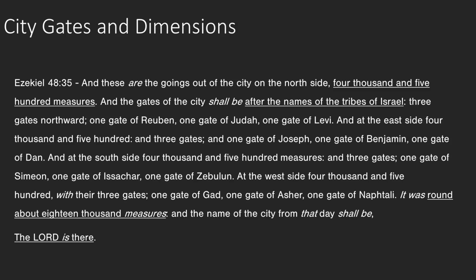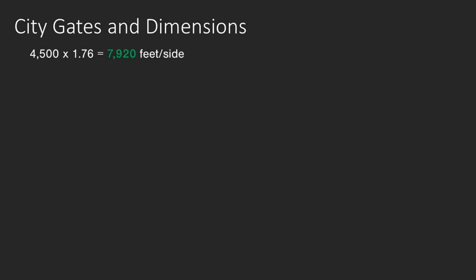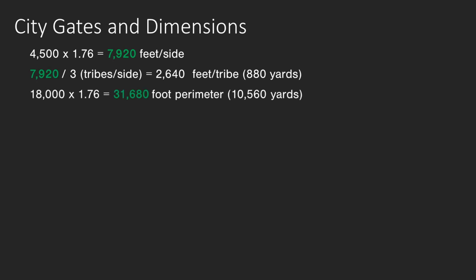This should echo in those other places of the Bible where we see prophetic measuring. David intended to build a house for the Lord to dwell in. The purpose of the tabernacle was that the Lord dwell amongst Israel, and the construction of New Jerusalem will cause the Lord to dwell on earth. So each side of this city is 7,920 feet. That gives each tribe 880 yards, and the total perimeter is 31,680 feet. And look at that, it's 10,560 yards.